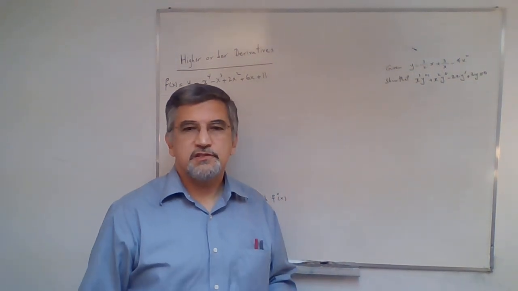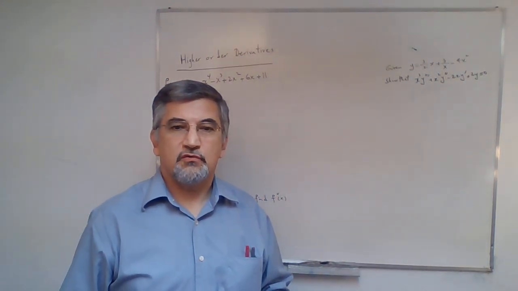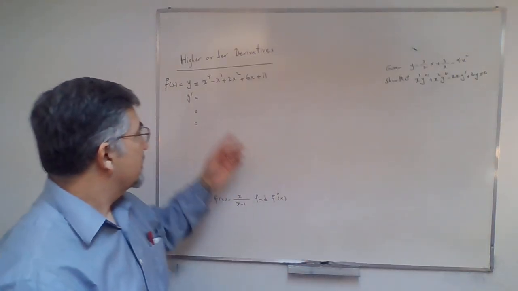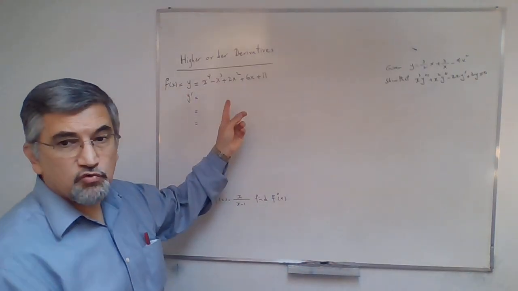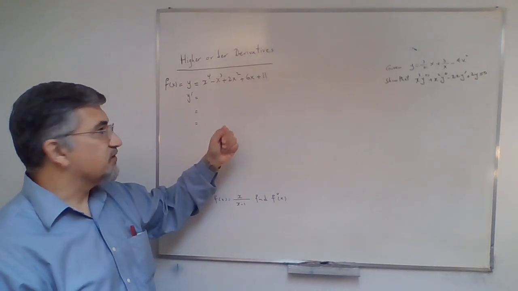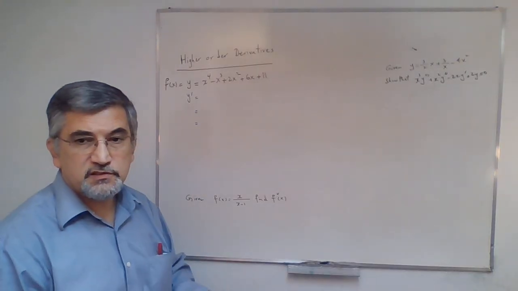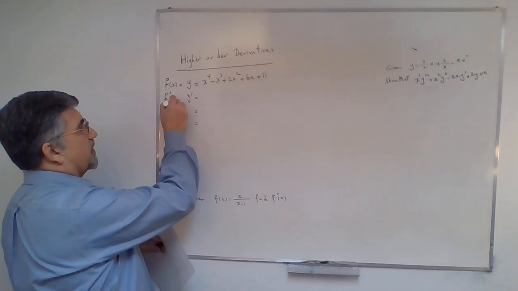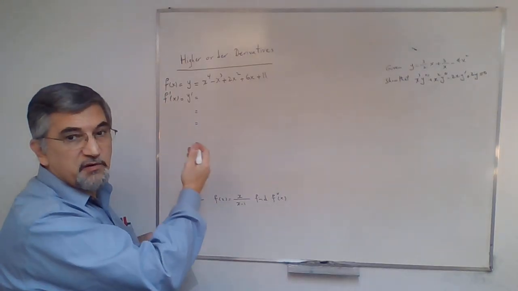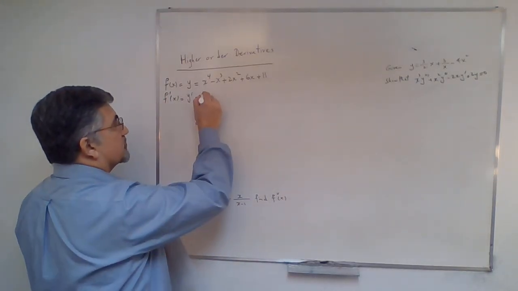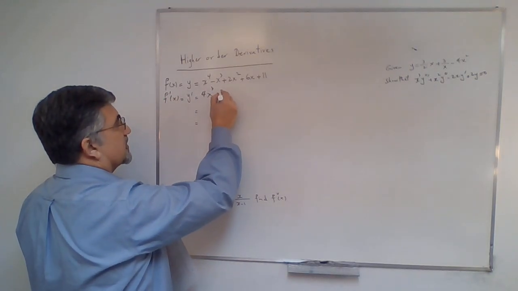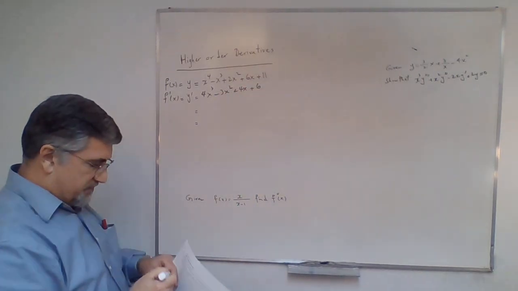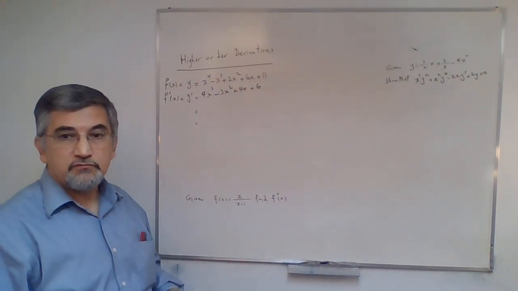Hello everyone. In this lecture, we want to talk about higher order derivatives. This is the first time we talk about it. Imagine we have a quartic function here. It's a polynomial function, and it's needless to say that the derivative of the function, which is shown with the prime notation f prime of x or y prime, is equal to 4x cubed minus 3x squared plus 4x plus 6, obviously. This is the derivative of the function.